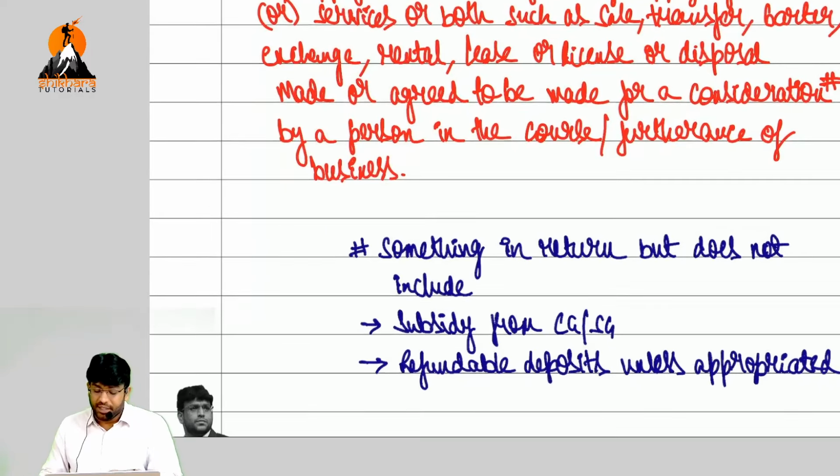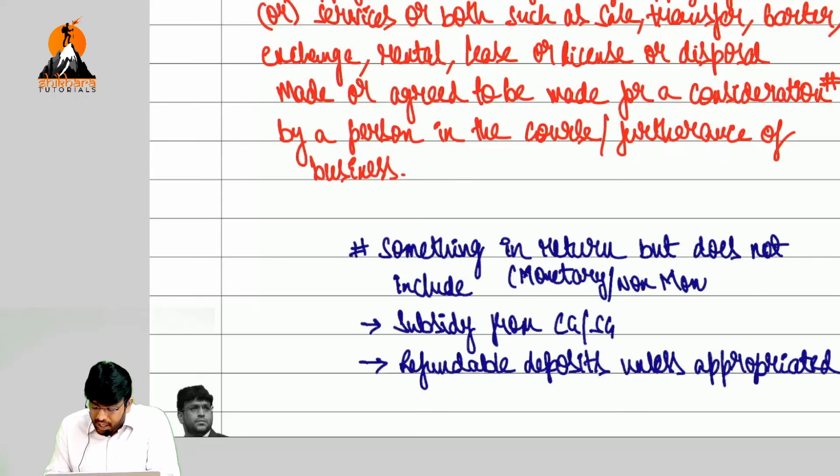Consideration could be in monetary form or non-monetary form. Not necessarily always does consideration come in monetary form. Sir, if it is non-monetary, then on what value will you pay GST? We have a chapter called value of supply. There we will learn.